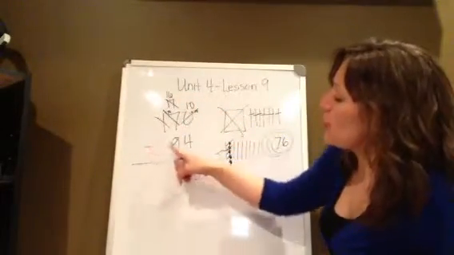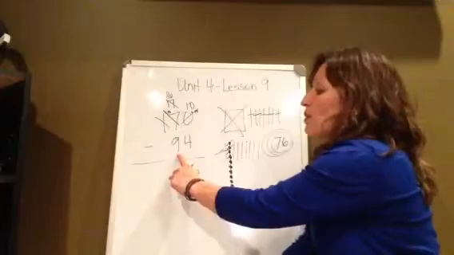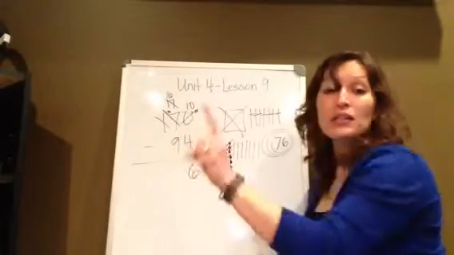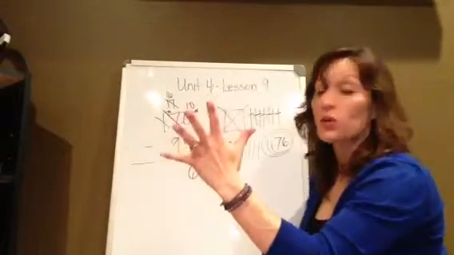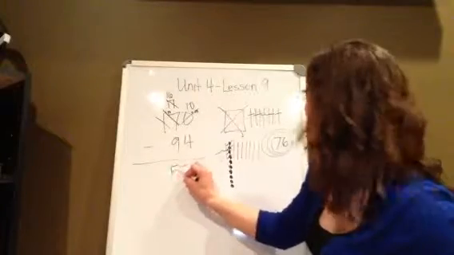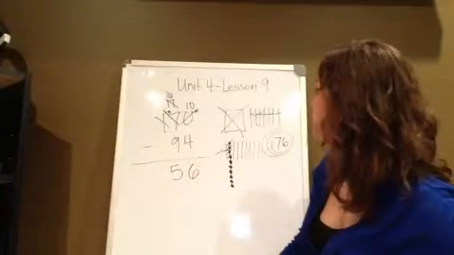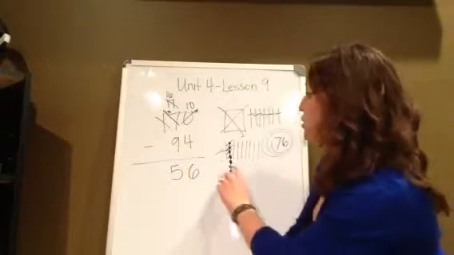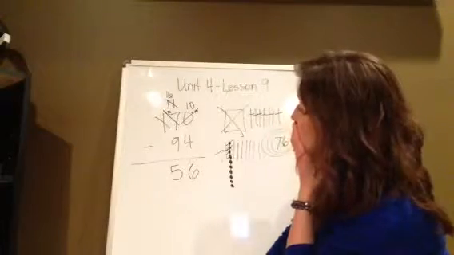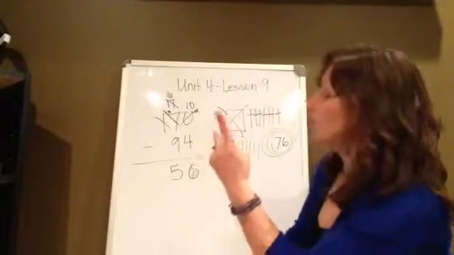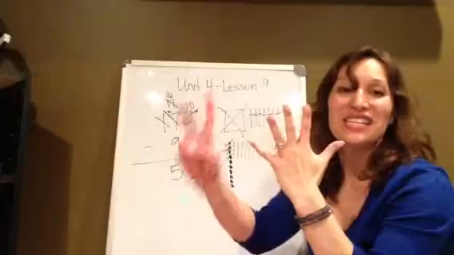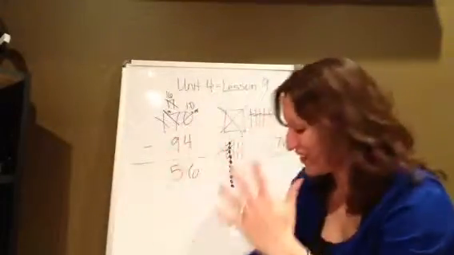16 tens take away 9 tens. Let's grab our small number. 9, 10, 11, 12, 13, 14. Leaves 5 tens. Uh-oh. What did I do wrong? Something didn't match. 9, 10, 11, 12, 13, 14, 15, 16. I didn't count correctly. Sorry, 7 tens.